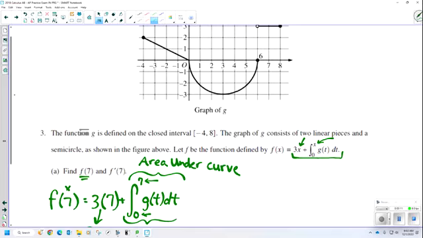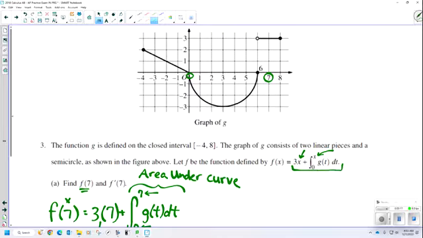Here's 0 on the x-axis, and here's 7 on the x-axis. I need the area under the curve of this thing right here. So I really have 2 parts that make up the area under the curve. I have this semicircle portion right here. And then I also have this rectangle right there.